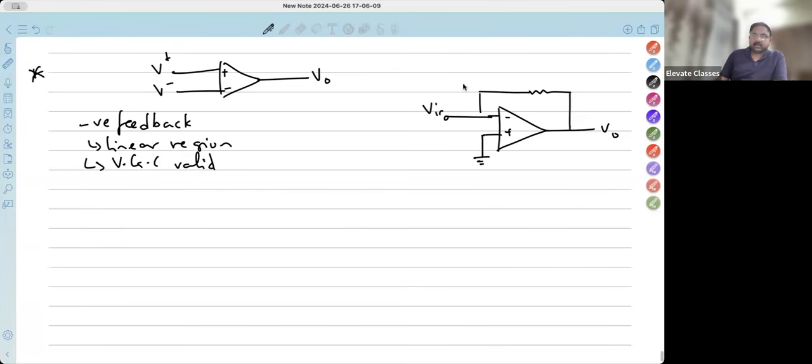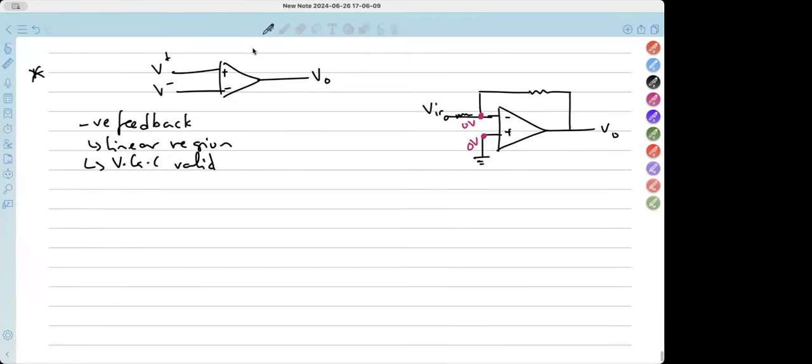Okay. And what is virtual ground concept? Virtual ground concept tells you whatever is the voltage here, the same voltage will appear here. What is the voltage here? 0 volts. So this also will become 0 volts. Okay. And of course, there should be a resistor over here. This will always be true if there is negative feedback. Is that clear? ये याद है सबको? Yes, sir.